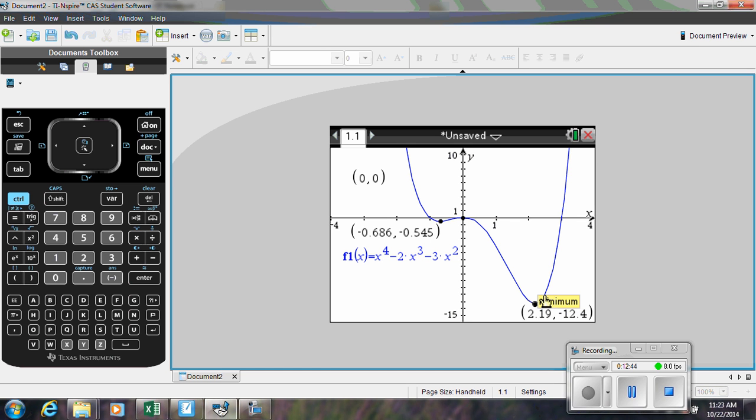By looking at the graph, we can even identify where our global maximum or global minimum is, if they even exist. I'm not going to take the time to write them down, but the maximum occurs at 0. It is a maximum of 0. It is a minimum at 2.19. It is a minimum of negative 12.4. You have to pay attention to the prepositions, because the preposition determines which variable you're looking for, where it's at or what it is.